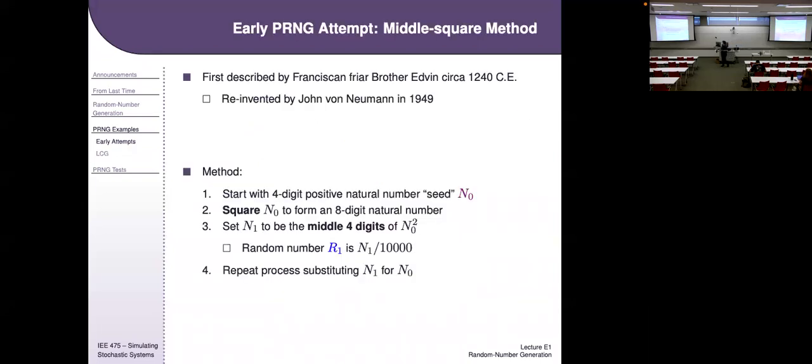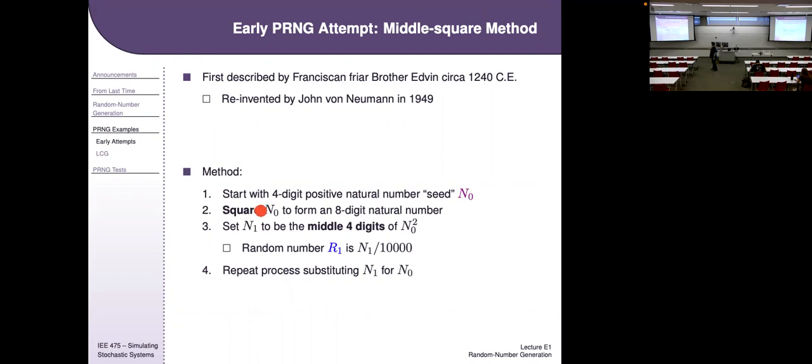Okay, so how do we generate these things? There are the early attempts, coming out of those Franciscan friars, the so-called middle square method. This was reinvented by John von Neumann, hundreds of years later. It was a bad method, but it was a good start. The idea here is my seed is a 4-digit number. I start with this 4-digit number and square it to produce an 8-digit number. If it doesn't get to 8 digits after squaring it, I pad it with zeros.